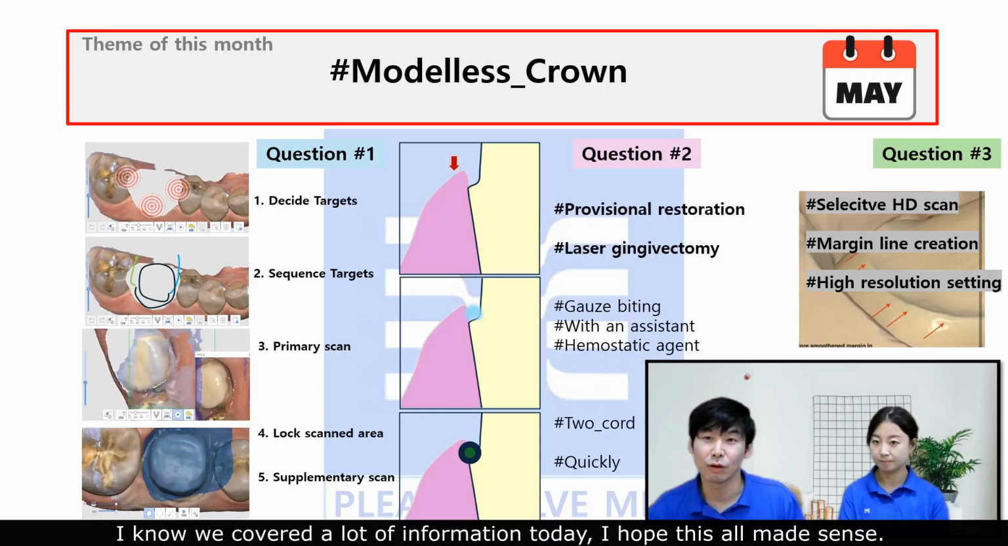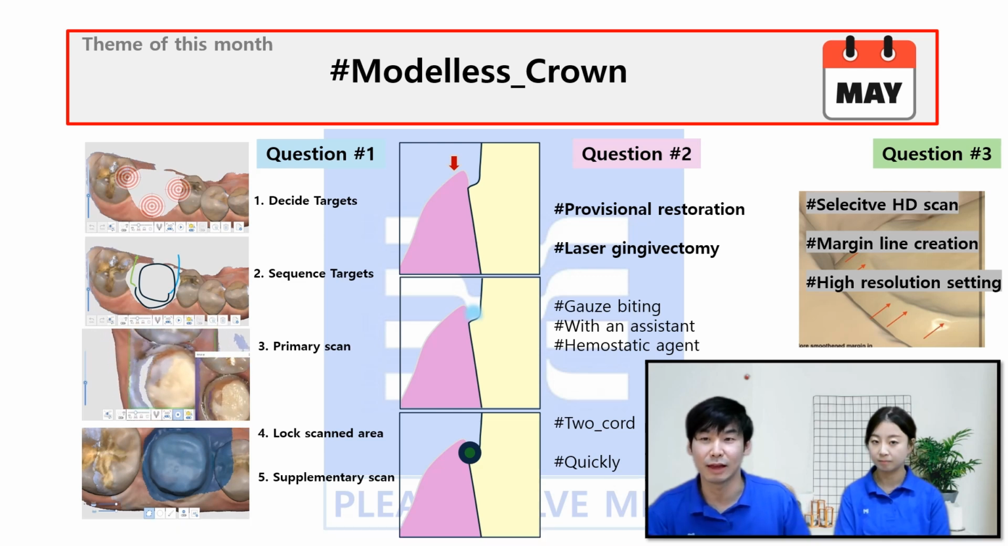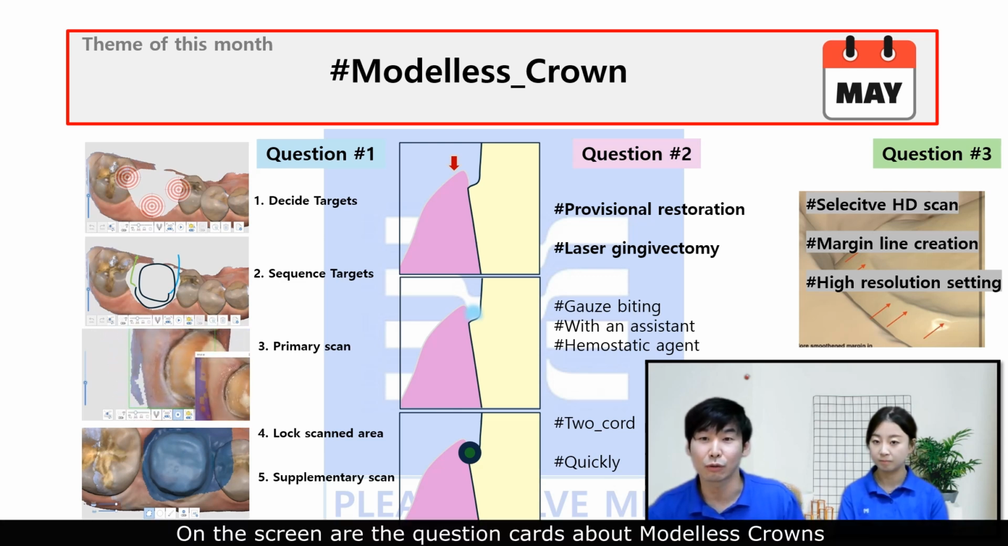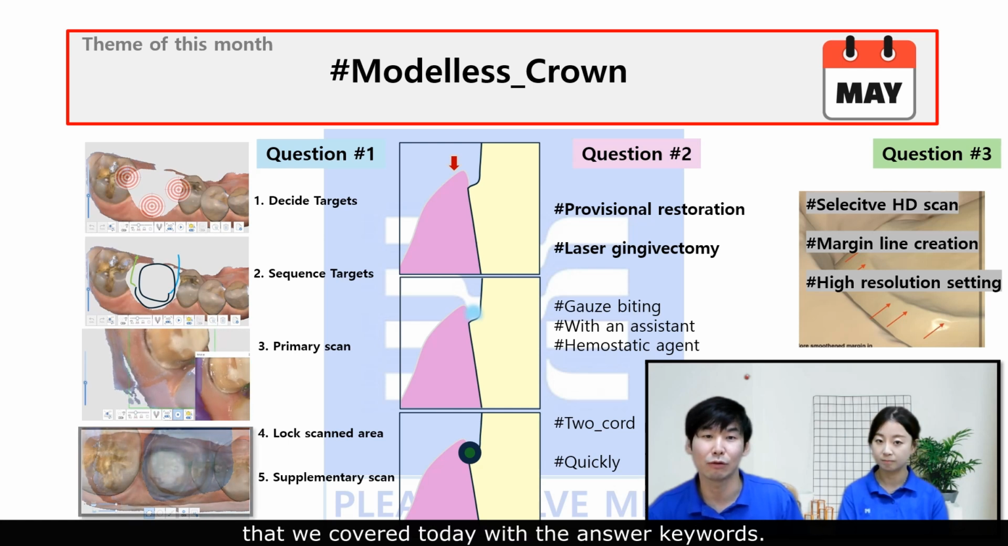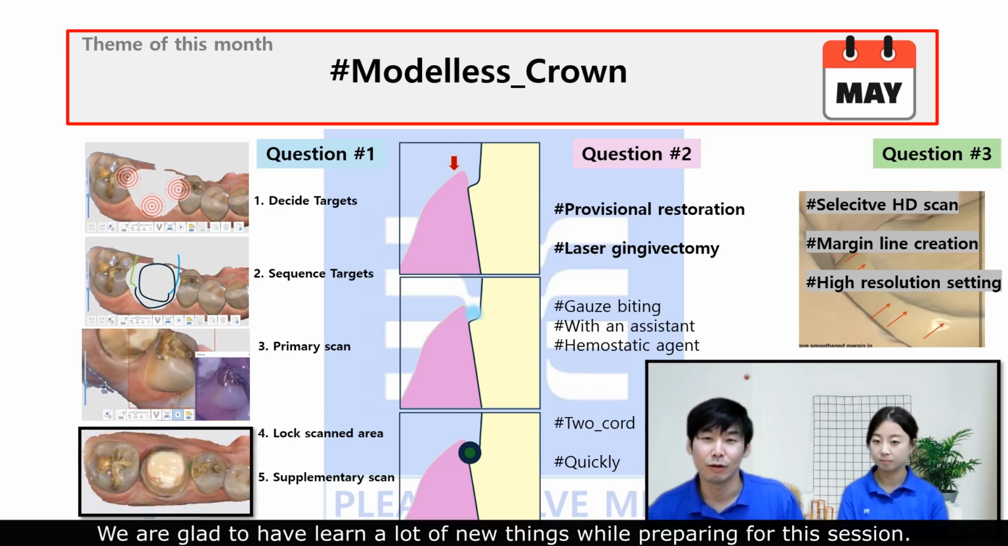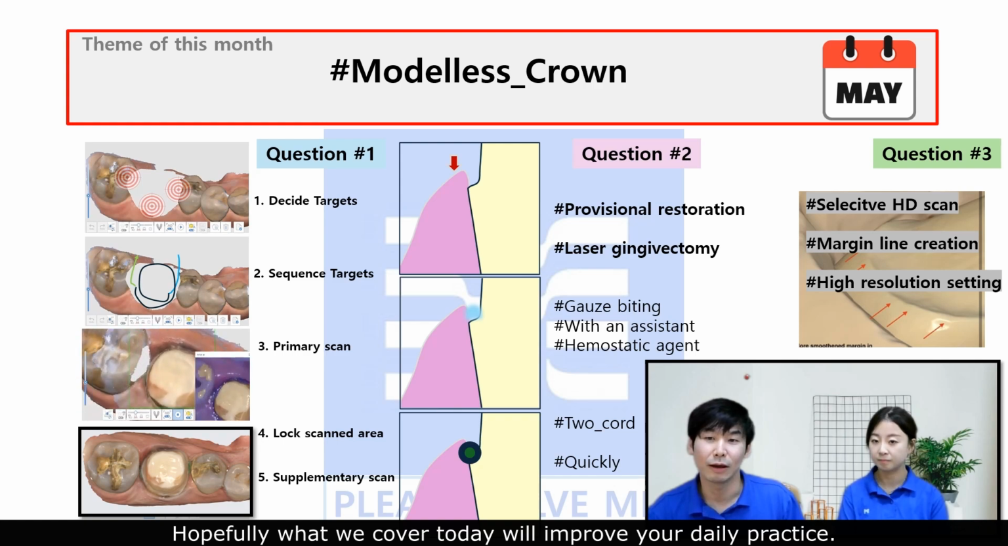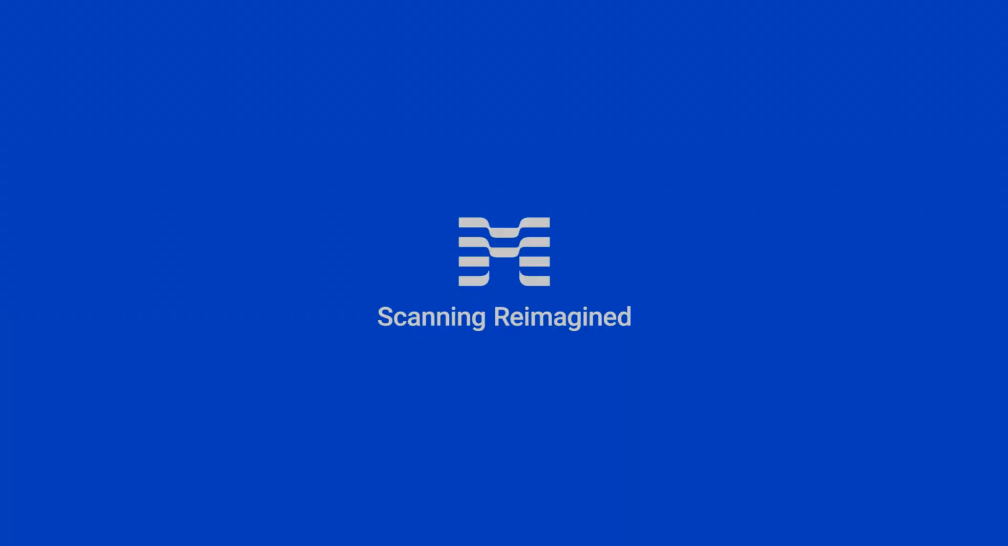I know we covered a lot of information today. I hope this all made sense. On the screen are question cards about the model's crown that we covered today with the answer keywords. We are glad to have learned a lot of new things while preparing for this session. Hopefully, what we covered today will improve your daily practice.